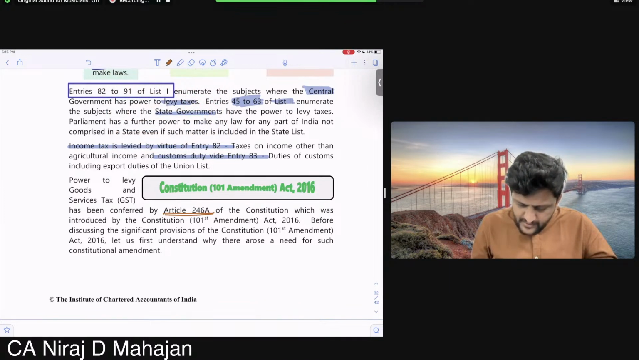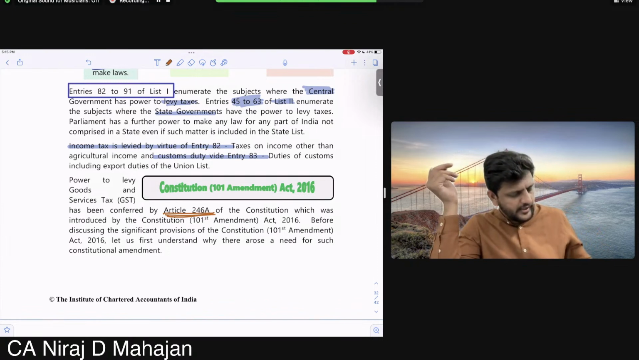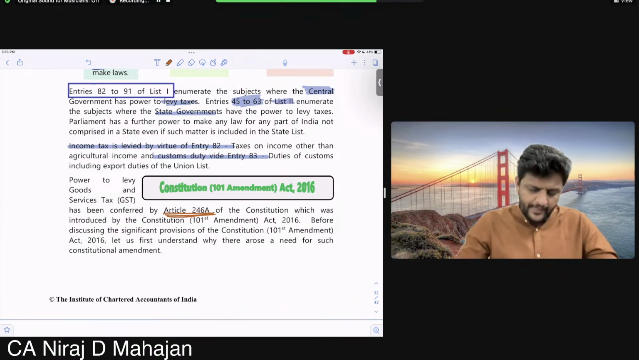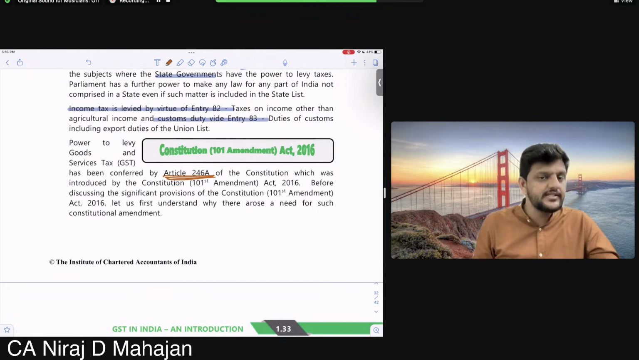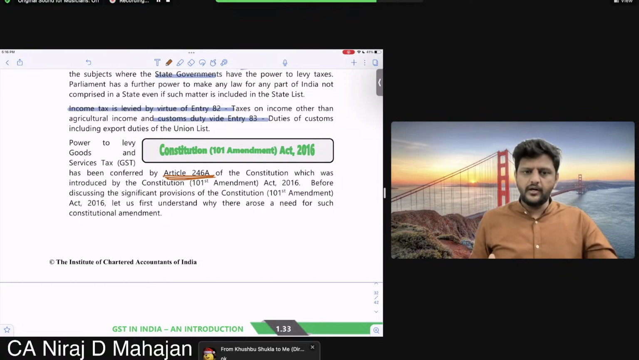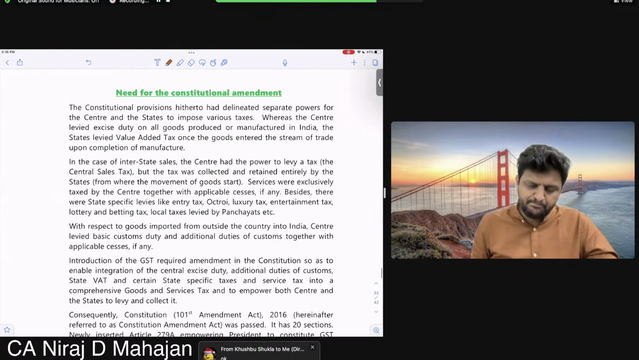Article 246A. See, bachcho, amending the constitution is not a joke, and it is a very, very serious matter, because it is the basic framework of our country. So the power to levy GST is given under Article 246A of the Constitution by the Constitution Amendment Act. Please keep this in mind. Star mark here. This need to amend the Constitution, but I have already covered.